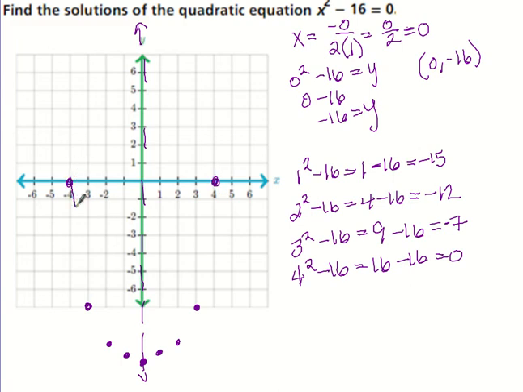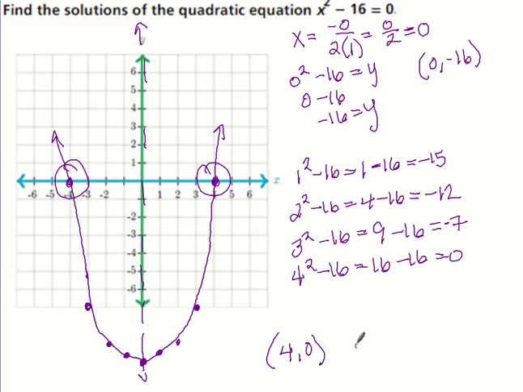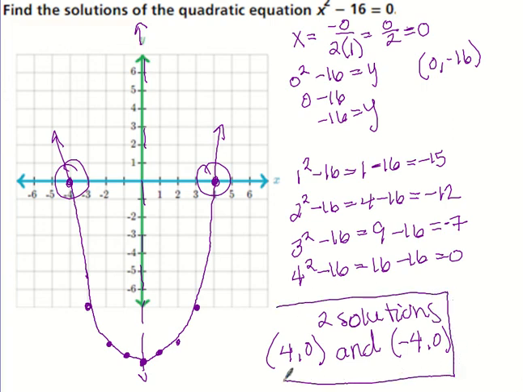And we're actually going to stop there because that's what we're looking for, is where is y 0? Where does it cross the x-axis? So these would be considered our solutions. It'd be at 4, 0, and negative 4, 0. So we would say we have 2 solutions, okay? And that is because this parabola crosses the x-axis in two places, okay?